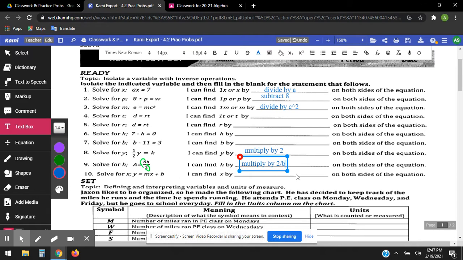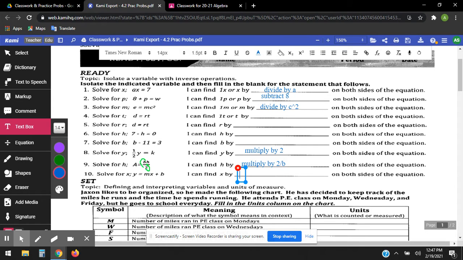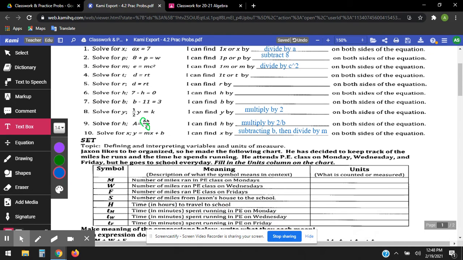Solving for x. So this one is a two-stepper. We actually have to do two things on this one. Because it's not a fraction that we can just do in one shot, we have to get rid of the b and then get rid of the m. So I actually need to start by subtracting b, then I can divide by m. So that one we have to do two steps because you can't do that all in one shot. Two completely different operations. All right.